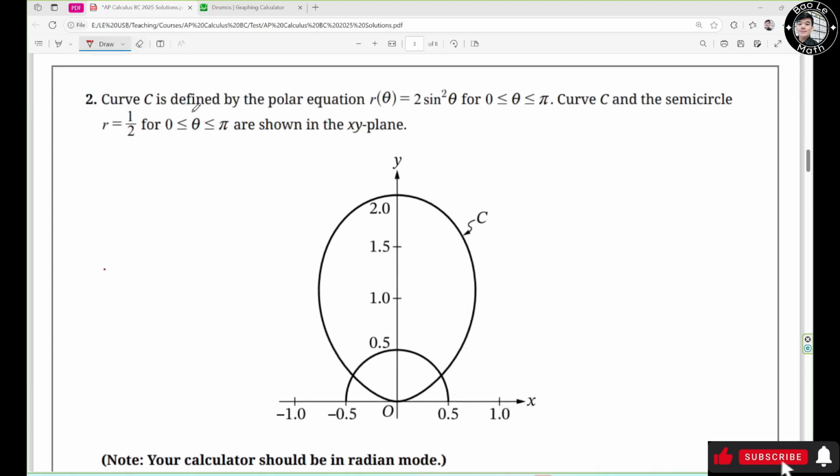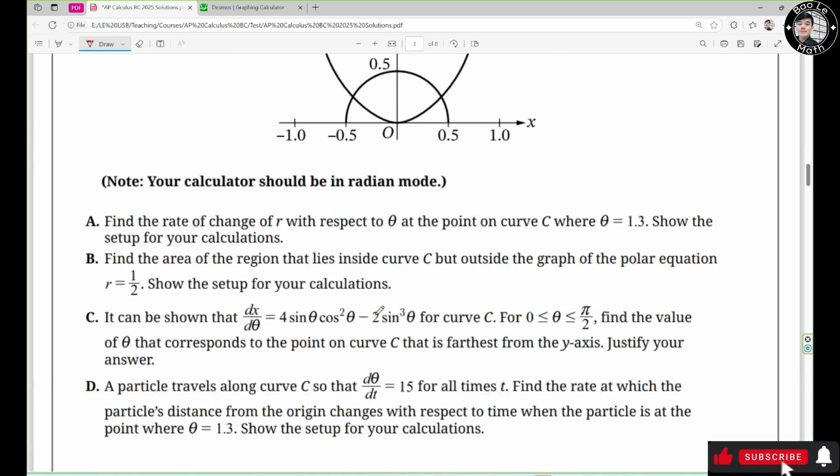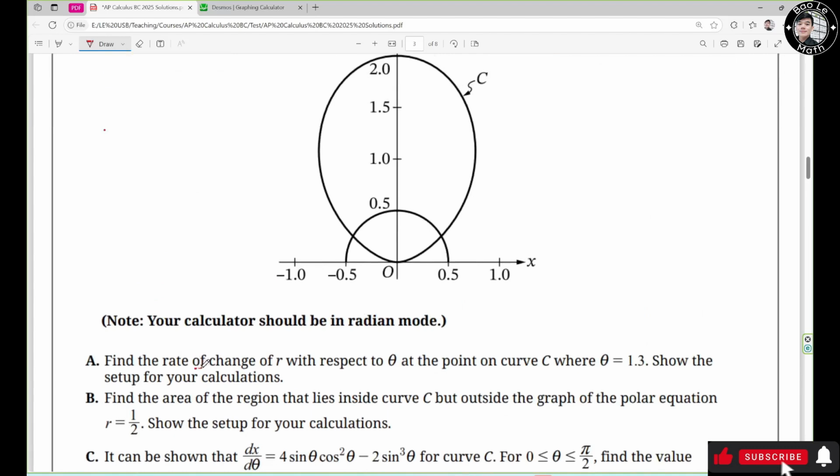Question 2. Alright. The curve C is defined by the polar equation r of theta equals 2 sine squared theta for theta between 0 and pi. The curve C and the semicircle r equals 1/2 for theta from 0 to pi are shown in the figure below. Question A.